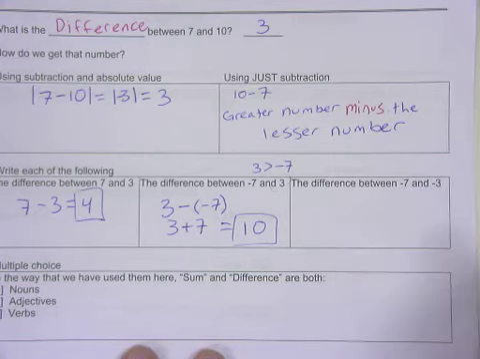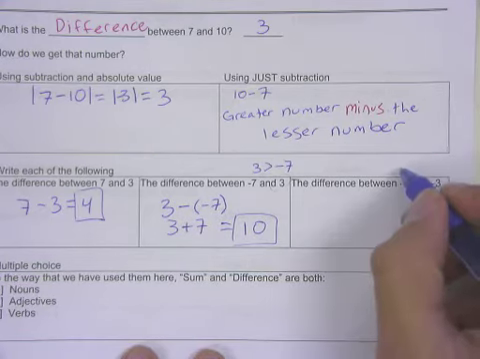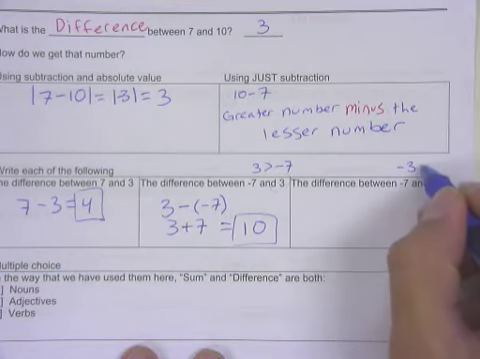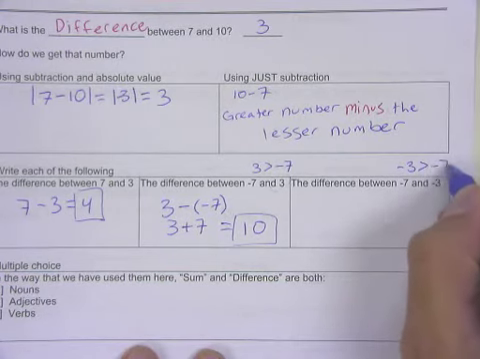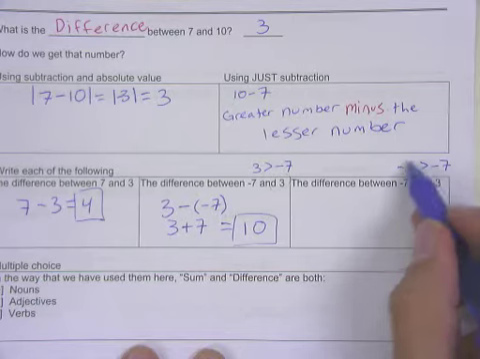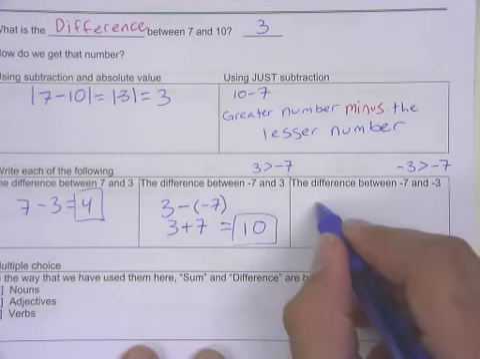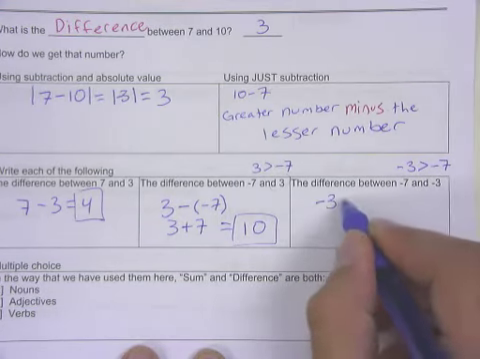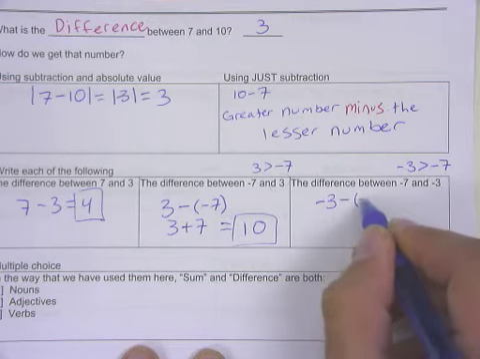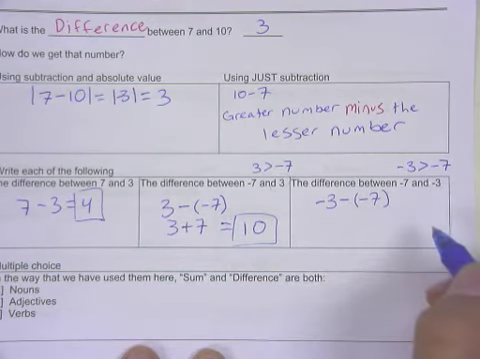Which one is greater? Well, it turns out that negative 3 is actually greater than negative 7 because it's more positive than negative 7, even though it's still negative. It's further along towards the positive end. So we want to have the greater number, negative 3, minus the lesser number, negative 7.